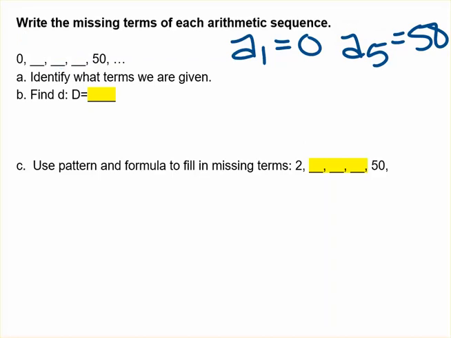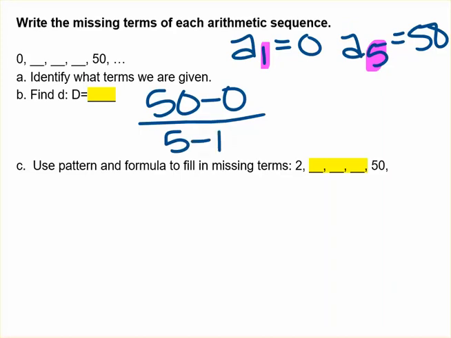That's going to allow us to now find d. So to find d, we subtract our values on the top of our fraction. So we're going to take 50 minus 0, over, looking at what terms we had. Well, we had the 5th term and the first term, so we're going to subtract that. So over 5 minus 1. So 50 over 4 is going to be our difference. Divide that out to get that d is 12.5.